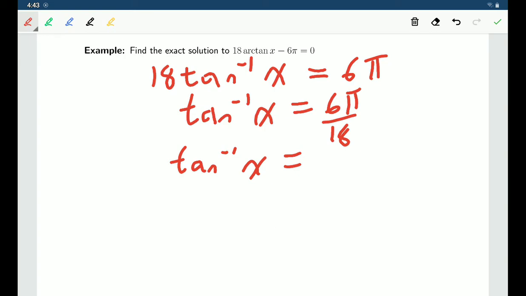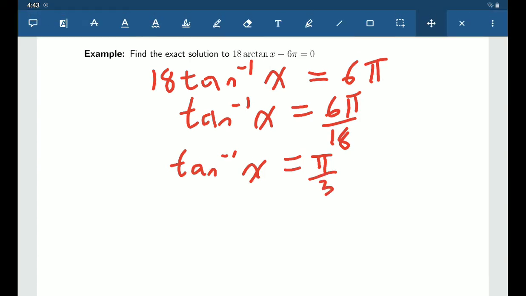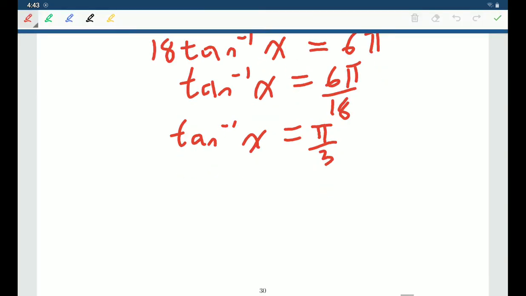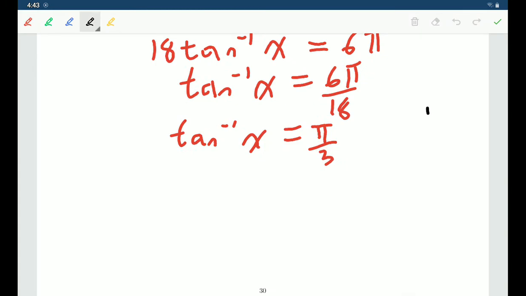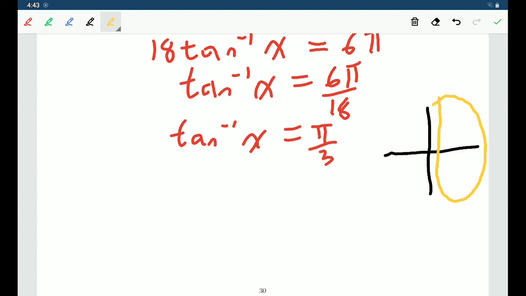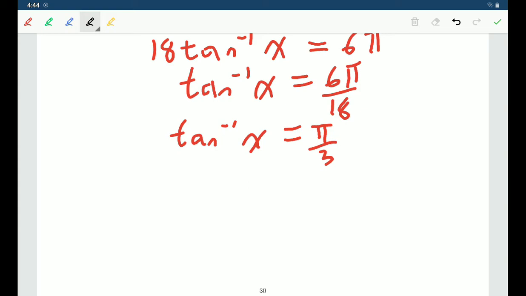And if you were to simplify that fraction, 6 goes into itself once and goes into 18 3 times. So we've got tangent inverse of x is equal to pi over 3. And if we're just thinking for a minute about tangent, when we restricted its domain, it was restricted to negative pi over 2 to pi over 2, quadrants 1 and 4. And the angle that we're talking about, pi over 3, well, that is in quadrant 1, so it is in the range of tangent inverse, which means we will have a solution to this equation.